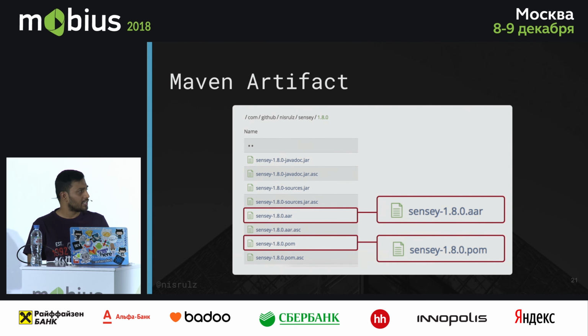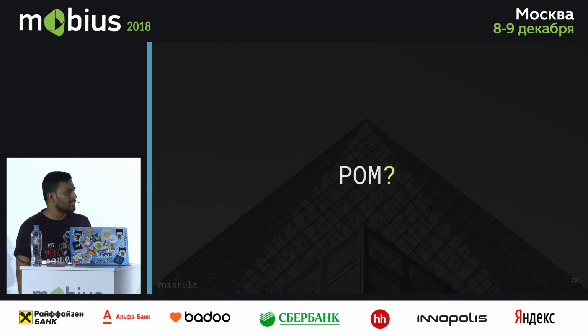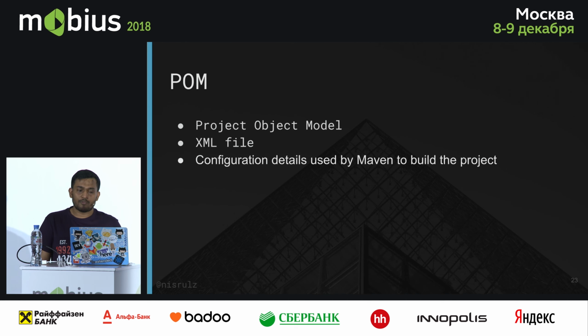But there's something weird here, something called sensi-1.8.0.pom, a POM file, which stood out. So exactly what is this POM file? Well, a POM file is a project object model, basically an XML file containing configurations required for building a Maven project.